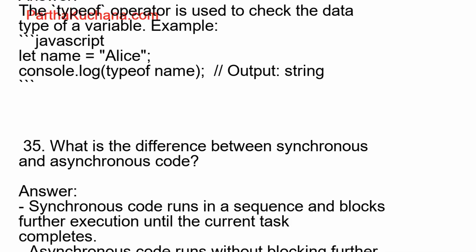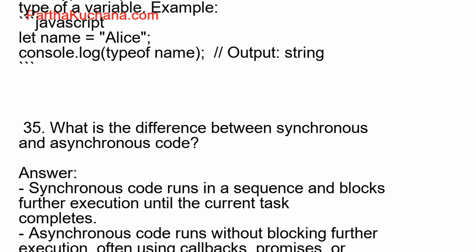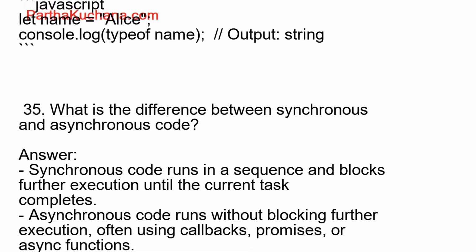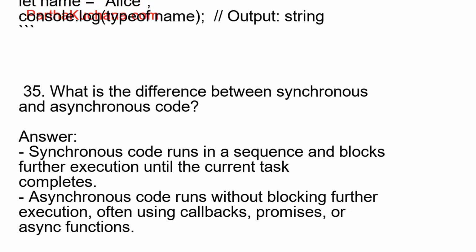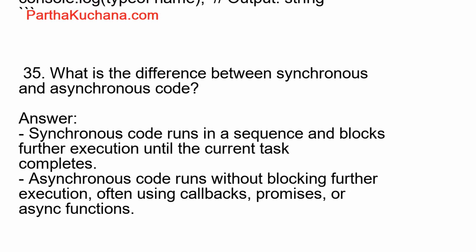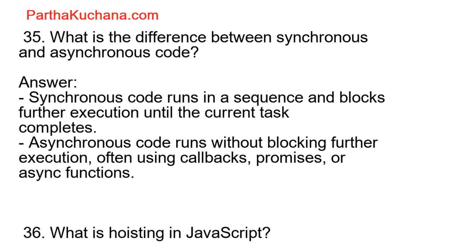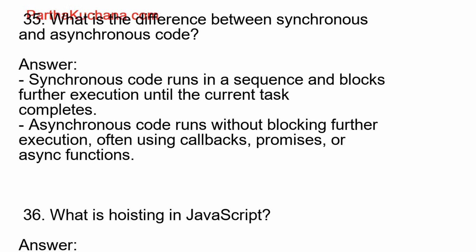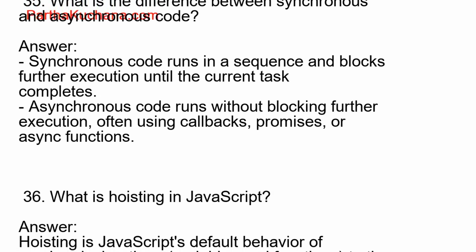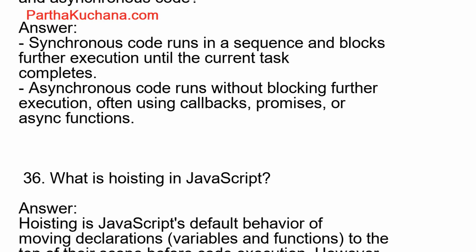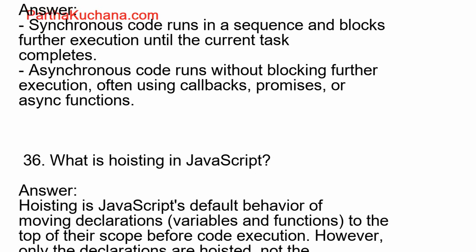37. How do you stop event propagation? Answer. You can stop event propagation by using the stopPropagation method. Example. JavaScript. document.querySelector button .addEventListener click, event equals. event.stopPropagation, // prevents the event from bubbling up.